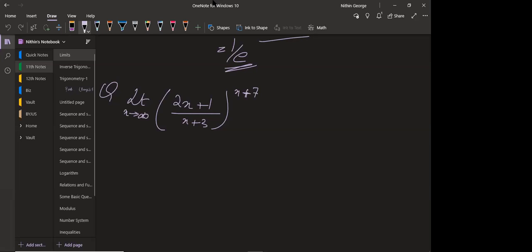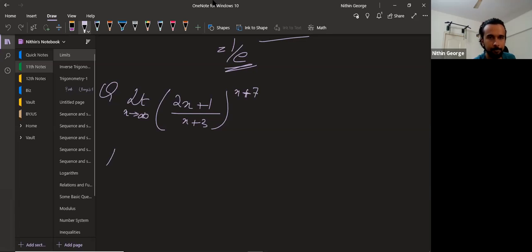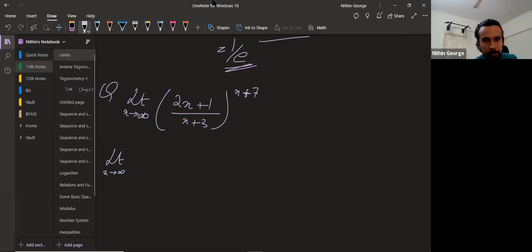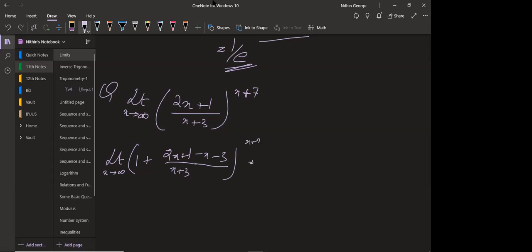So is it, after the first step, 3x plus 3 by (x plus 3) into (x plus 7)? Wait. So what did you do in the first step? I said 1 minus f of x. Okay. So you added 1 and you subtracted 1 from this. (2x plus 1) by (x plus 3) minus 1. So when you subtract 1, this becomes minus x minus 3. So then it becomes, raised to x plus 7.